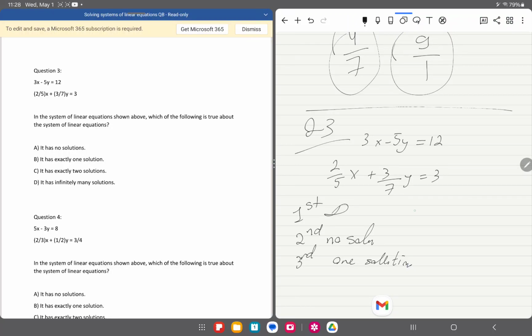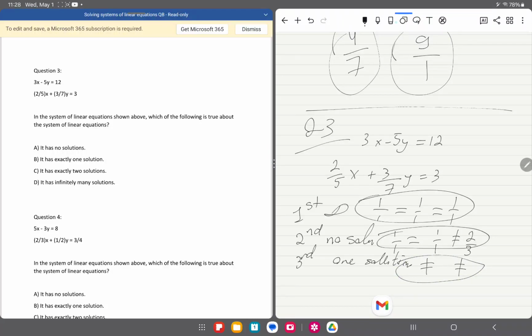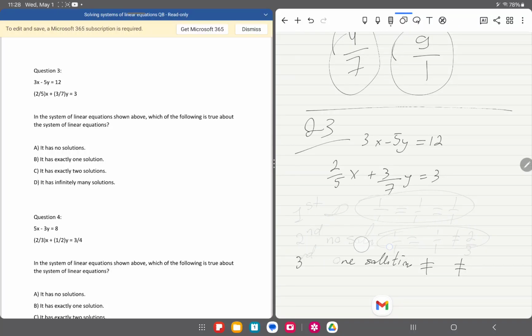Why are we always doing this? Because infinitely many solutions, they're equal. Like whatever is here is equals to whatever is here is equals to whatever is here. No, second is like no solution. It's easier because like one of them is equal, one of them is not. Like 2 over 3. And then one solution, like none of them are equal to each other. So like I would rather check if all of them are equal. Then if one of them is not equal, then at the last one I would check like if any one of them had like one solution. So this is how we're approaching these types of exercises.